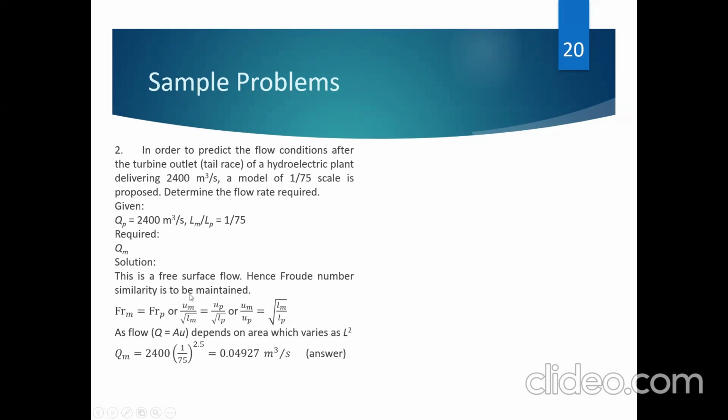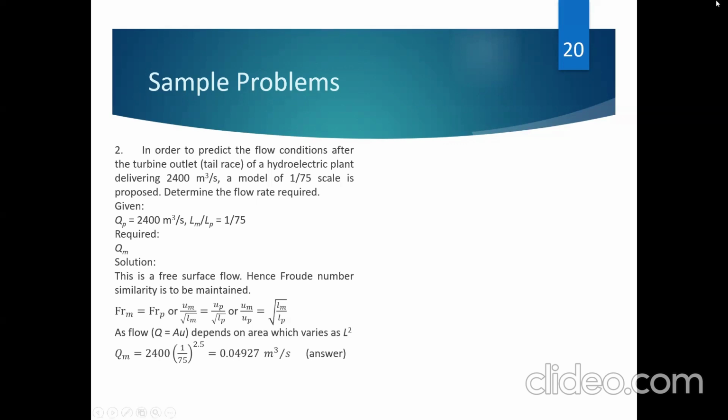Hence, Froude number similarity is to be maintained. So the Froude number of the model and prototype: UM over the square root of LM equals UP over the square root of LP, or UM over UP is equal to the square root of LM over LP.